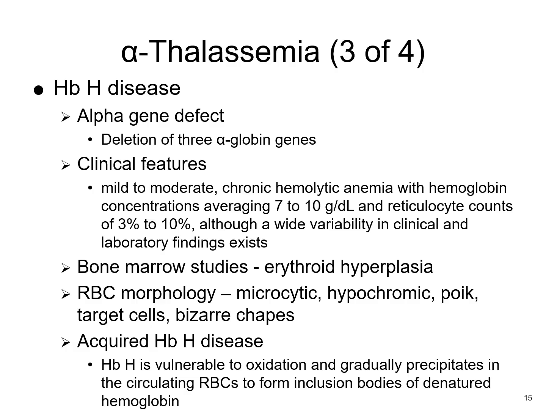The red blood cell morphology will show microcytic and hyperchromic cells along with poikilocytosis, target cells, and bizarre shapes. These abnormal red cells contribute to the hemolytic process. Hemoglobin H is particularly susceptible to oxidative damage, which can lead to gradual precipitation within circulating red blood cells. This forms inclusion bodies of denatured hemoglobin, which can be observed under the microscope and contribute to the shortened lifespan of the red cell.